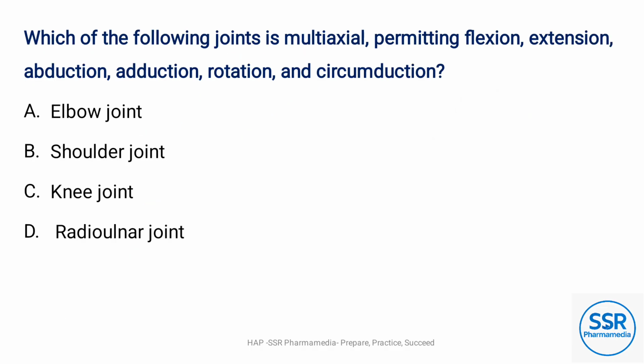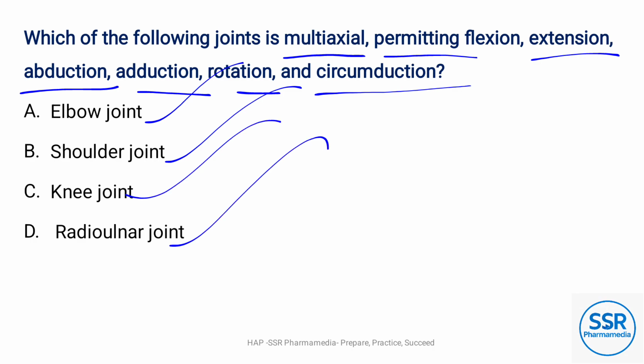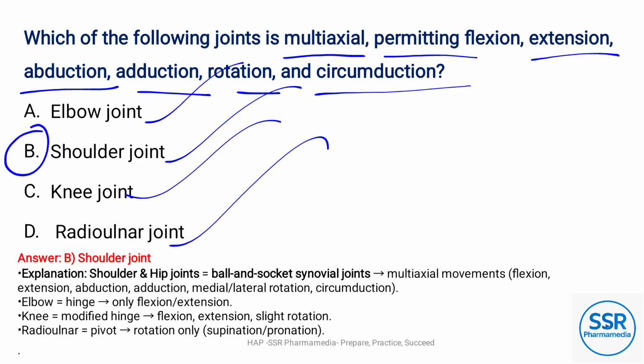Next, which of the following joints is multi-axial, permitting flexion, extension, abduction, adduction, rotation and circumduction? Option A elbow joint, option B shoulder joint, option C knee joint, option D radio-ulnar joint. So the answer is option B shoulder joint. Shoulder and hip joints are ball and socket joints. They contain synovial fluid and have multi-axial movement: flexion, extension, abduction, adduction, medial and lateral rotation, and circumduction.